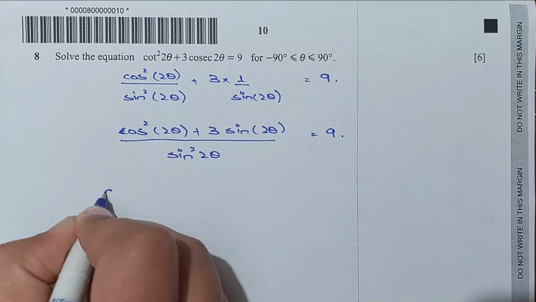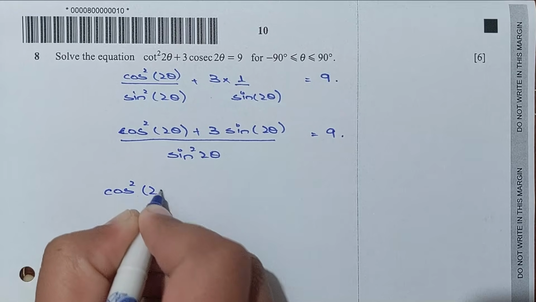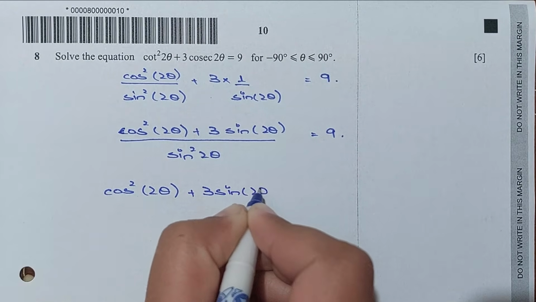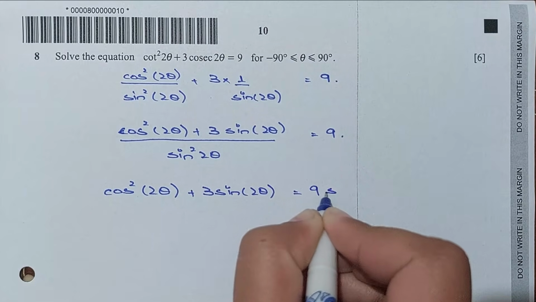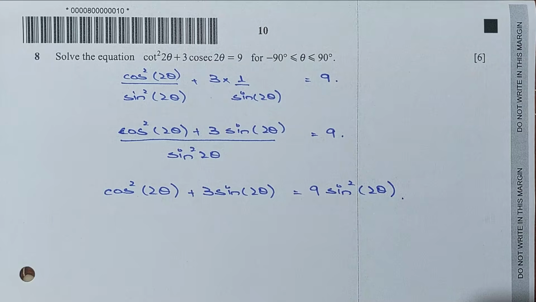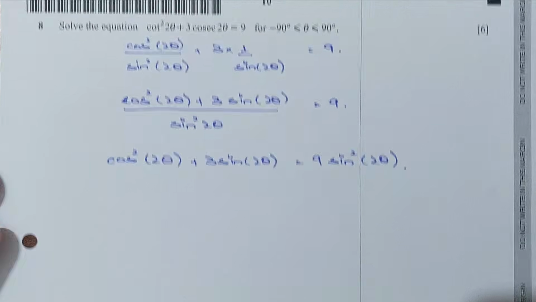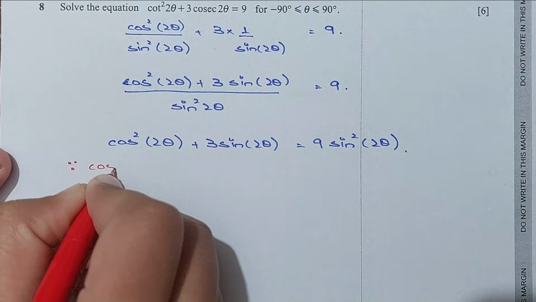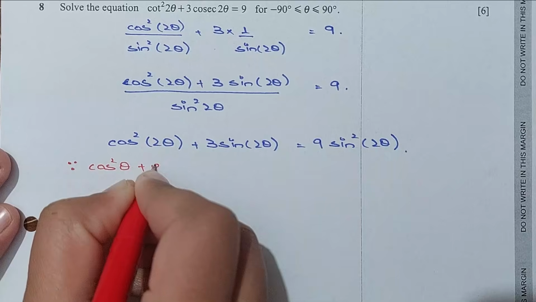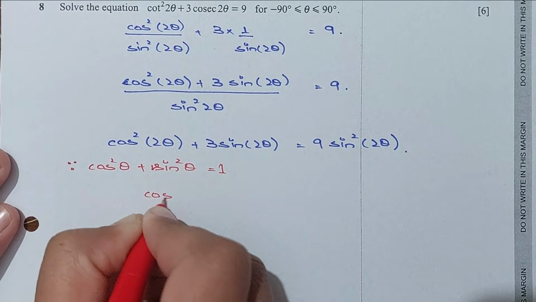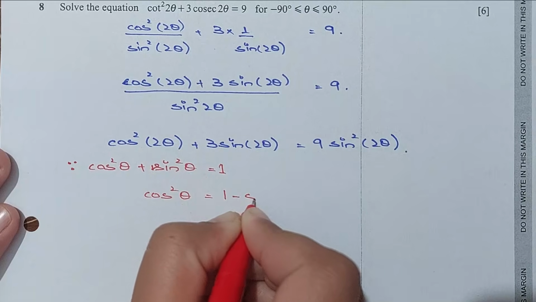Now cross multiplied, cos square 2 theta plus 3 sine 2 theta equals 9 sine square 2 theta. All right, so this is in sine, this is in sine, this is in cos. So simplify, use the identity cos square theta plus sine square theta equals 1, and cos square theta is 1 minus sine square theta.